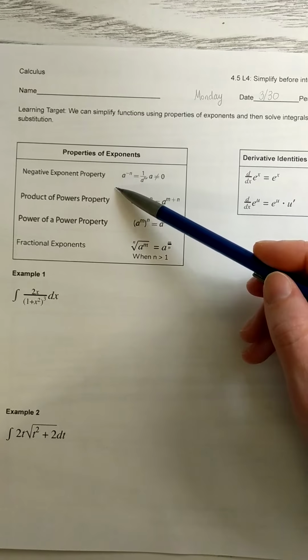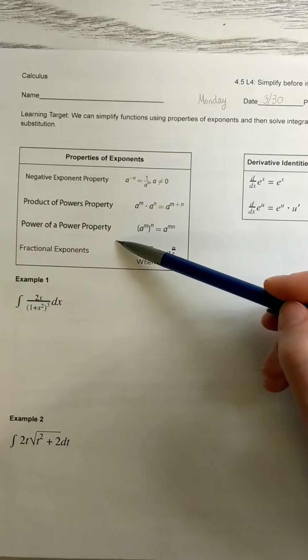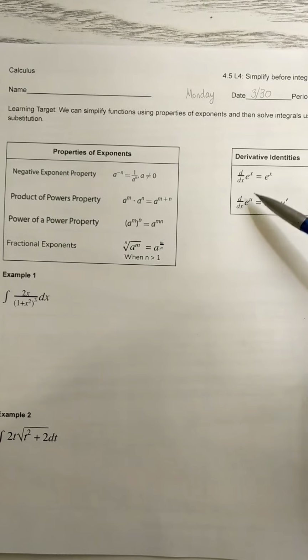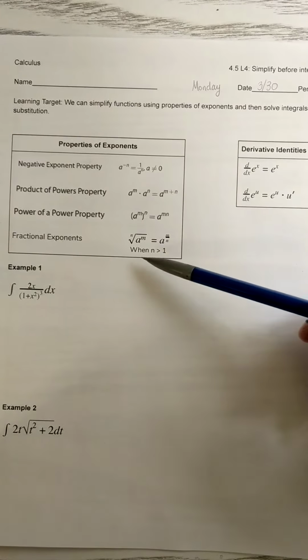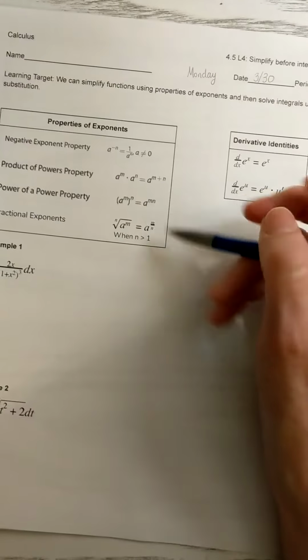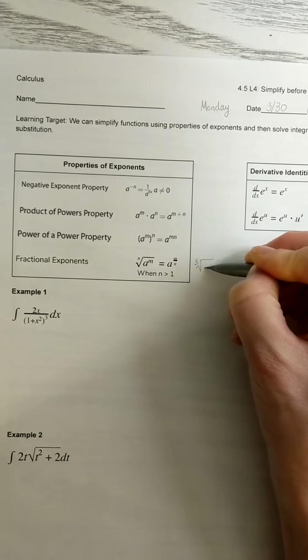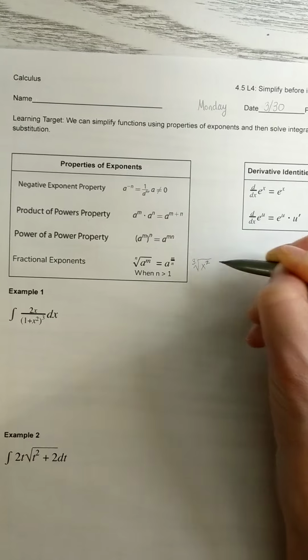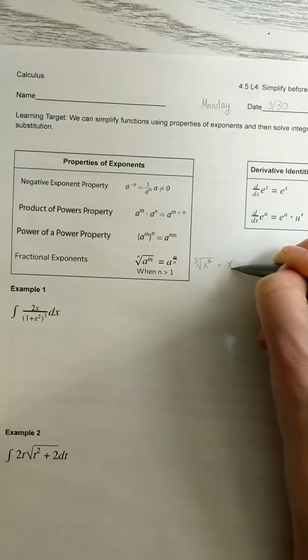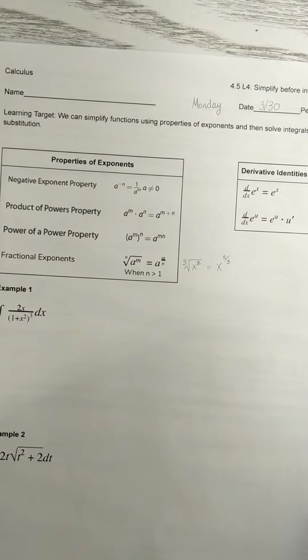So I wanted to remind you guys of some of the properties of exponents and some derivative identities that are going to help you with today's lesson. One thing to remember is this one. When I have something like the cube root of x squared, that is going to be the same as x to the 2/3, right?